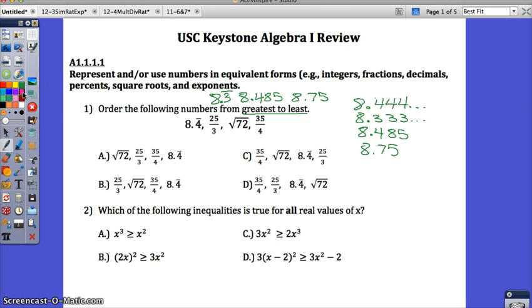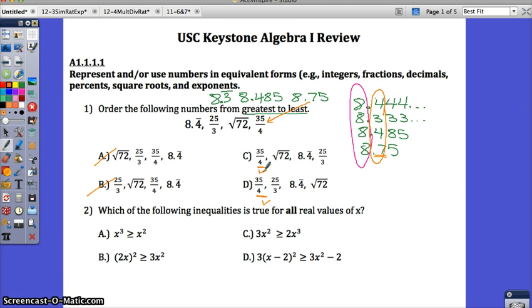If you're looking for the number that's the greatest, start from left to right and find where they differ. When I look at the first numbers, they're all tied. They all have an 8 in the ones column. Let's look at the tenths column, the column right after the decimal. Comparing just these numbers, I can see that 8.75 is going to be the greatest of the group. And remember where that came from? 8.75 came from 35 over 4. That should be your first number in your list, which means A can be ruled out and B can be ruled out, because I know the first number has to be 35 fourths, okay?